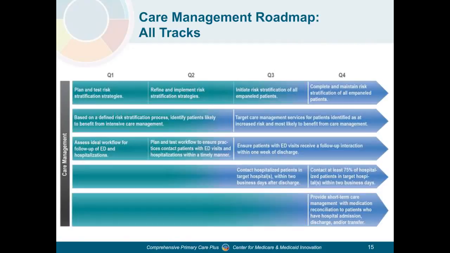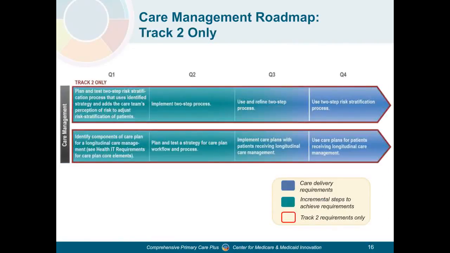For example, before you target care management to patients, as shown in the third row, you will first need to identify those patients you want to target and would benefit most from care management services, shown in green. The Track 2 sequence and requirements are outlined in red, which we'll now look at on the next slide. So you can use these roadmaps to identify your stages of readiness, and you can look to the roadmaps as a guide for pacing your change.